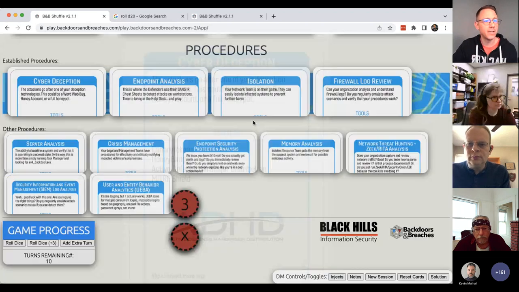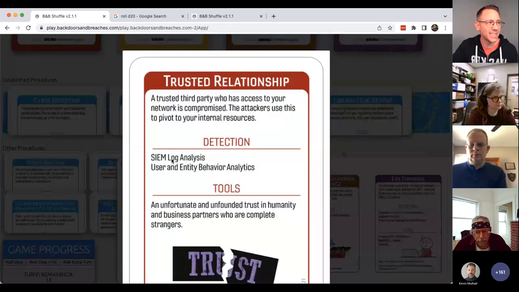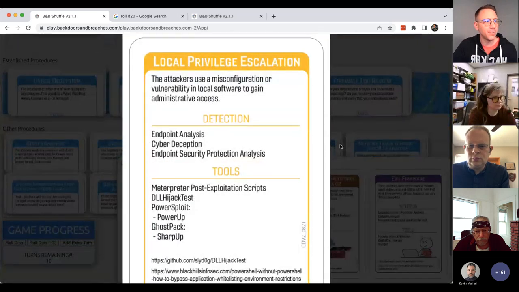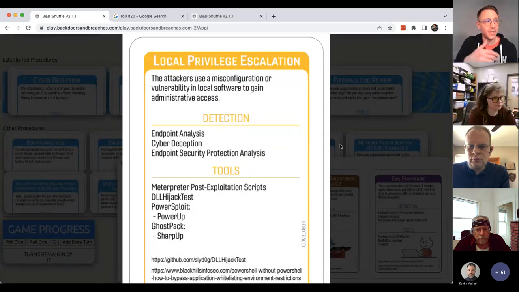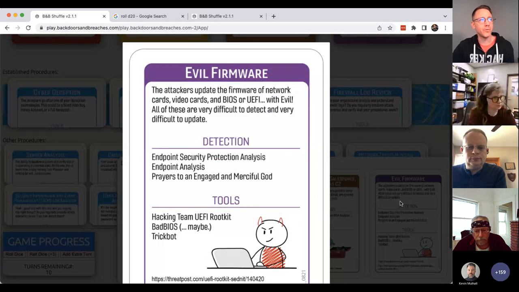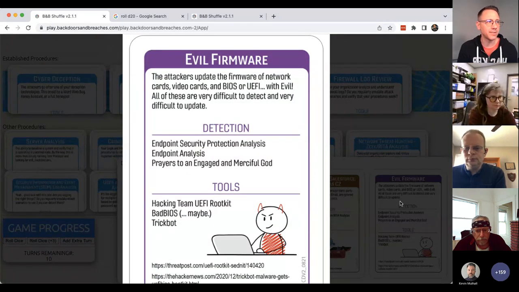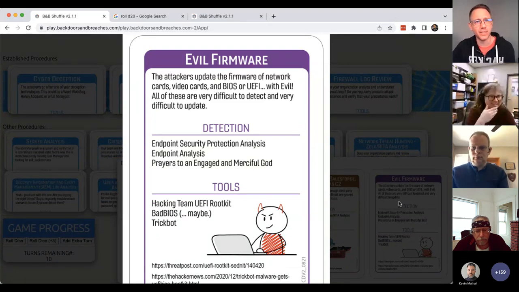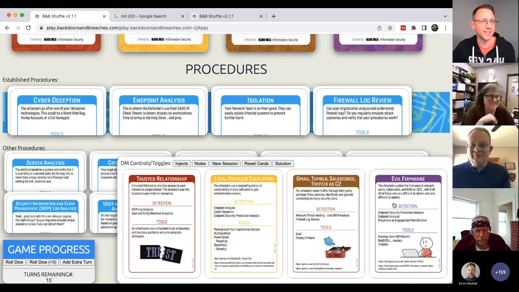So if I look over here, do you see where on my cards it says SIEM log analysis and user entity behavior analytics? Well, that's what would detect a trusted relationship attack. If you look over here, what would detect a local privilege escalation is endpoint analysis, cyber deception, and endpoint security protection analysis. What would detect Gmail, Twitter, Salesforce being used as C2? Well, that would be network threat hunting and firewall log review. What would be used to catch evil firmware would be endpoint security protection analysis, endpoint analysis, and also prayers from a gaggle of merciful gods, because this is really, really difficult. There's really not much that's going to catch that.